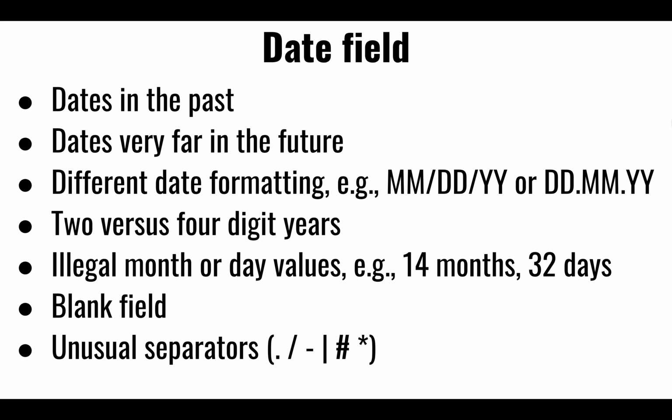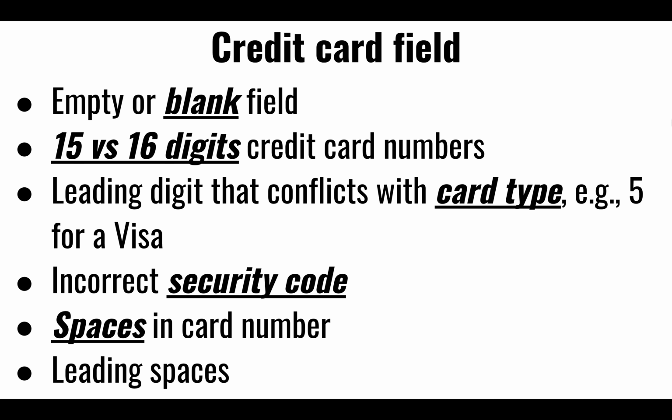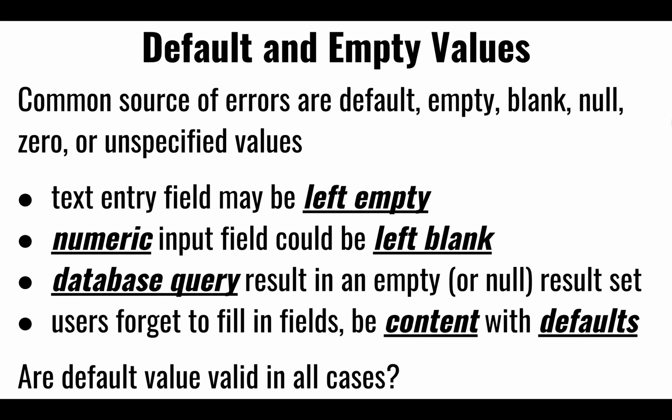I mean, there's just quite a few things that we need to consider, right? Or maybe the date is too far in the future, right? Or too far in the past, right? Or credit cards where you have the wrong number of digits, so that we can't figure out what the type of card is because you don't have the right number there, or the security code is wrong, or you enter spaces, leading spaces. There are plenty of things that we need to consider.